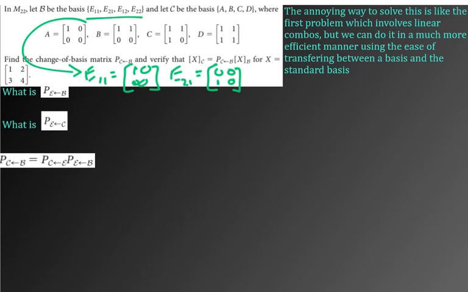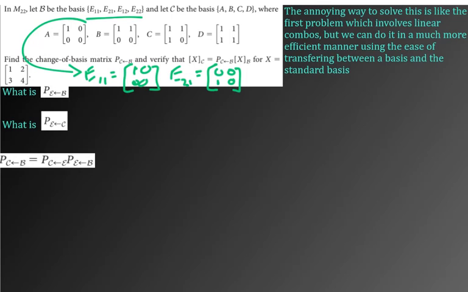And so on like that. I think you could figure out the rest of them there. And then C is the basis A, B, C, D, which is just given by this, okay? And I want to find the change of basis matrix, and I want to verify that P that sends B to C, acting on B, really does send it to C, okay? And this is the X, the vector that I'm working with, okay?